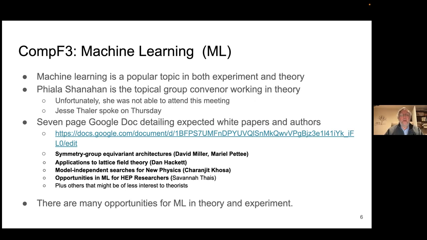Comp F4, storage and processing. I told you that there were only 2 LOIs initially presented that involved any theory from Topical Group. So, and they were in for the lattice field theorists.